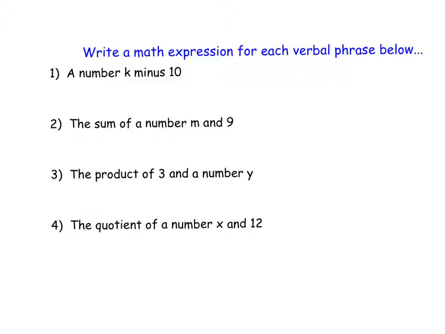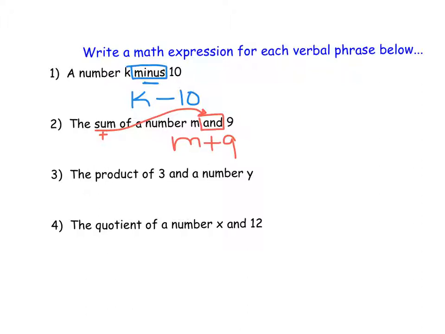So if we read through this first one, we have a number k minus 10. And I know minus is a subtraction sign. So essentially what this is saying is k, a number k, minus 10. If I look at the next example here, it says the sum of a number m and 9. So sum, I know, is a plus sign. And then to figure out what's being added, we're going to look for that word and. So essentially this word and is telling you where your plus sign goes. That's what that sum and have together. And it's a number m and 9. So there's our sum of a number m and 9.